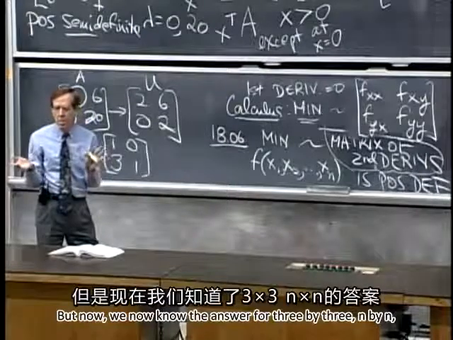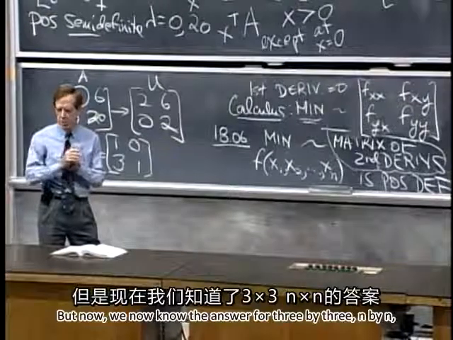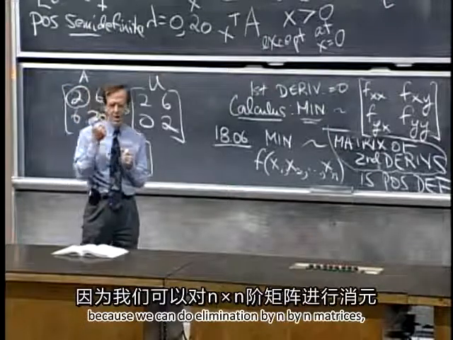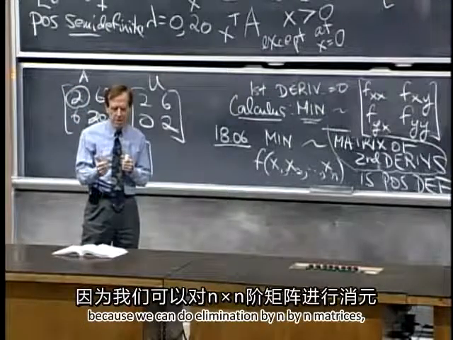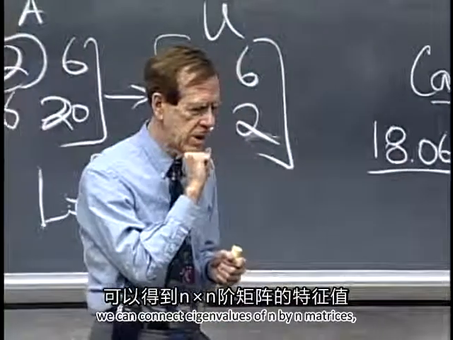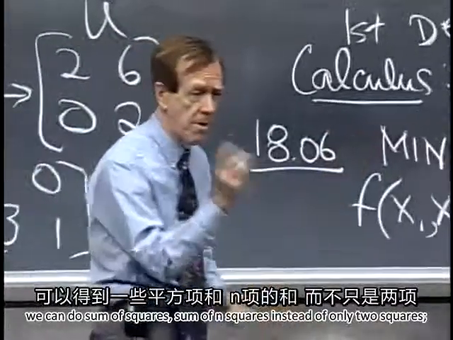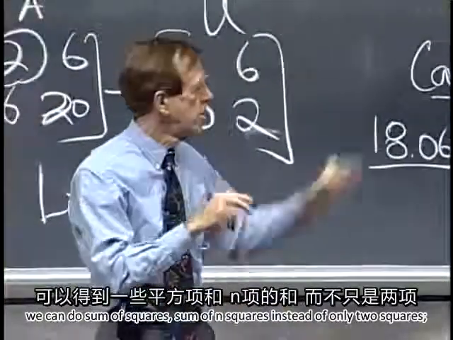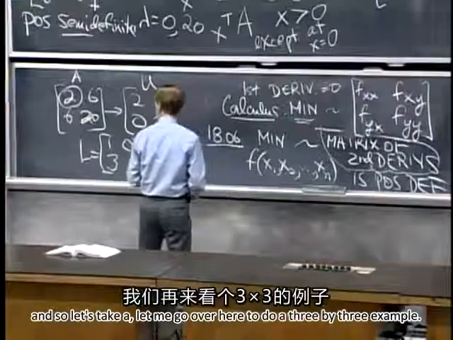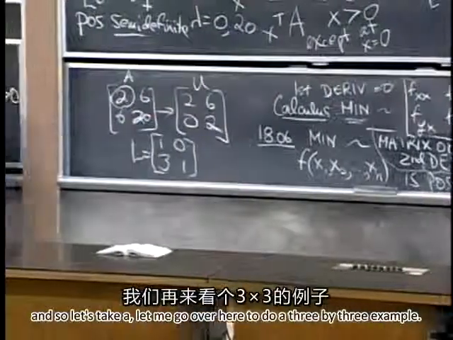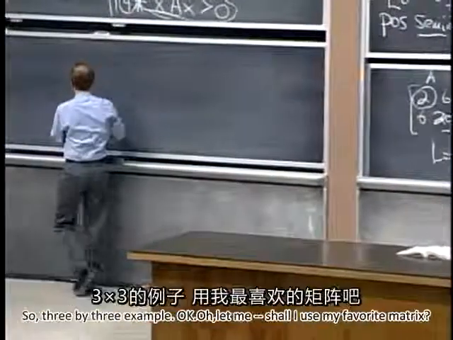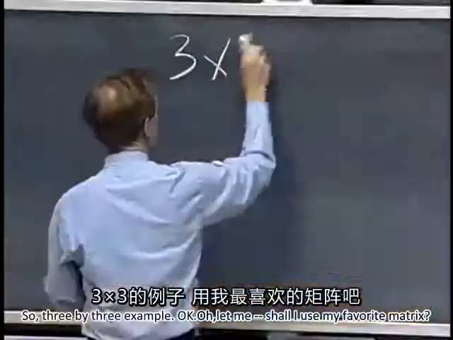But now we know the answer for 3 by 3, n by n, because we can do elimination on n by n matrices. We can connect to eigenvalues of n by n matrices. We can do sum of squares, sum of n squares instead of only 2 squares. And so let me go over here to do a 3 by 3 example.